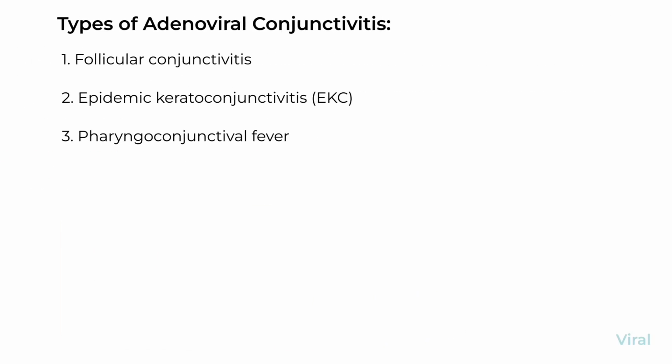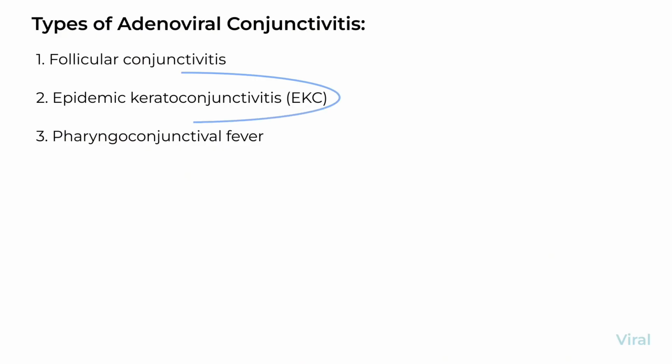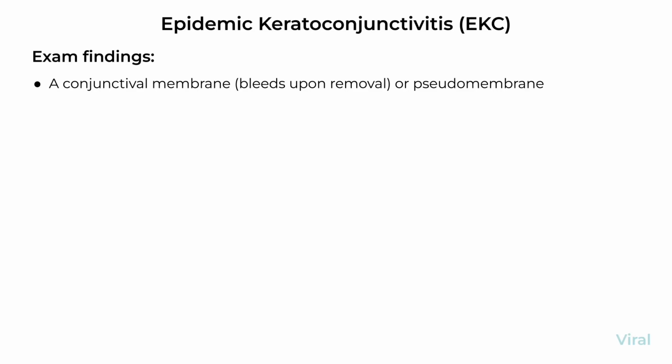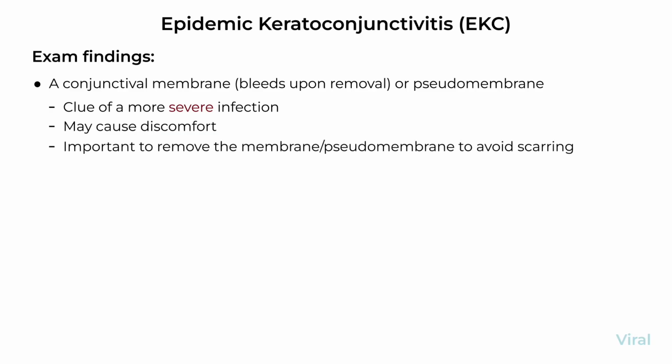A couple exam findings that can occur in epidemic keratoconjunctivitis, which I'll refer to as EKC in the rest of this video, is there may be a conjunctival membrane or pseudomembrane, and the difference is a true membrane bleeds upon removal, but either of which can be a clue of more severe infection. The membranes can cause discomfort, and it's important to remove the membranes to avoid scarring.